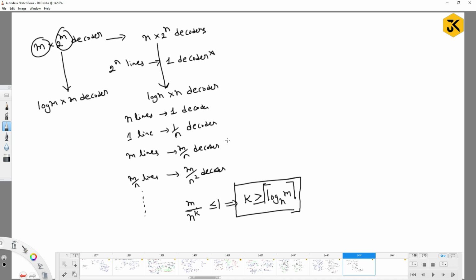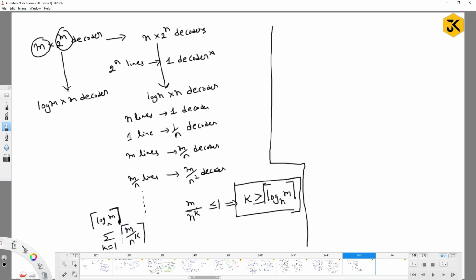Okay, fine. Similarly, how many levels are required? K levels are required. K levels means, can I write it as the summation of k equal to 1 to log m base n, and how many decoders are required? You can mention them as m by n power k, and it is also in ceil form. This is the formula to define the total number of decoders required.